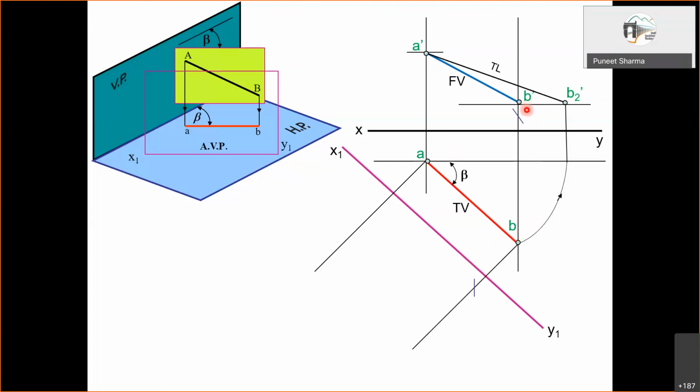With this distance of b dash from xy, this distance we have to measure and mark it from here up to here to locate b1 dash. Okay, we look at b1 dash and we look at a1 dash. This gives the true length line, and the true inclination will be with the horizontal.